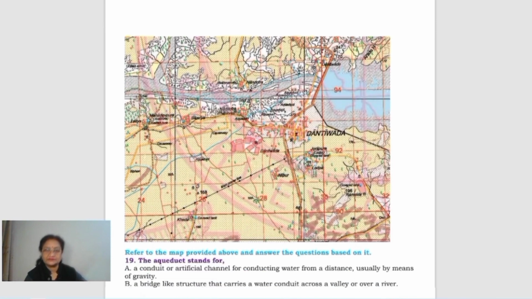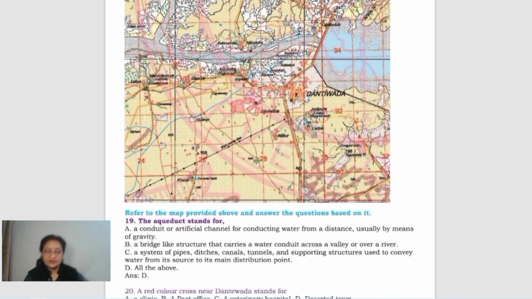Now come to next. Again, a picture of a small part of the map has been given here, an extract from the map itself. Now you can see from this map, the question given here is again, see, aqueduct. Now aqueduct, if you have learned the definition of it, then you will be able to answer this. Okay, definition, or you can say if you have understood what it is.